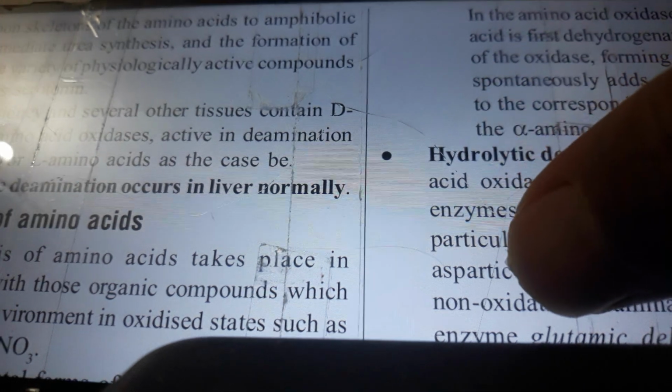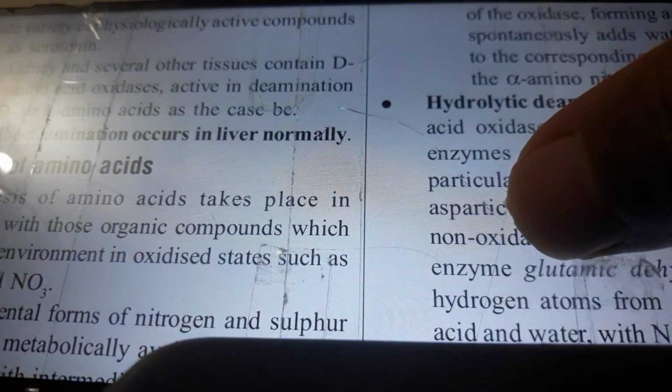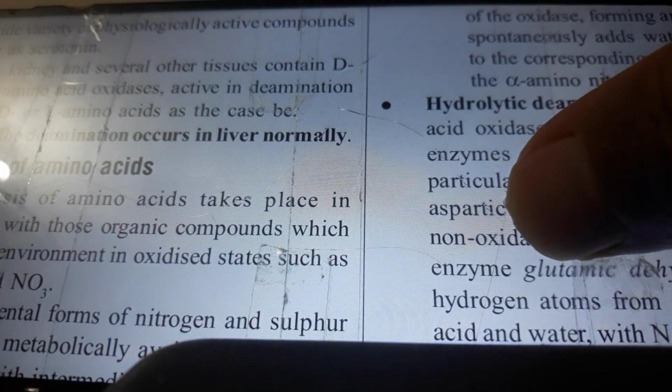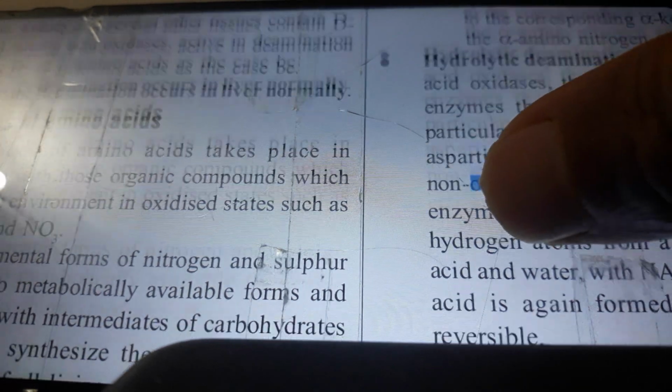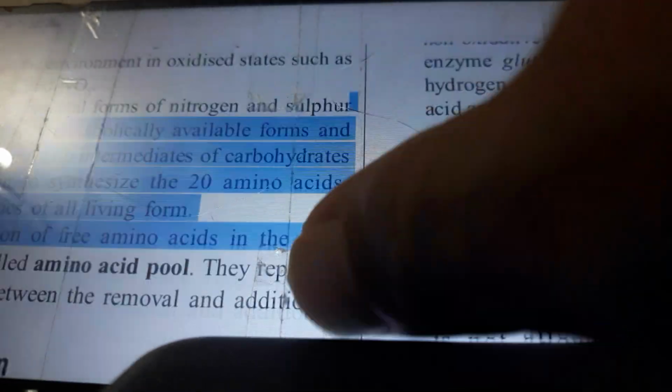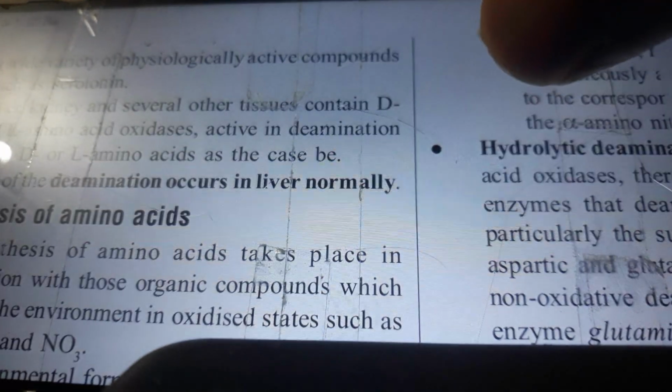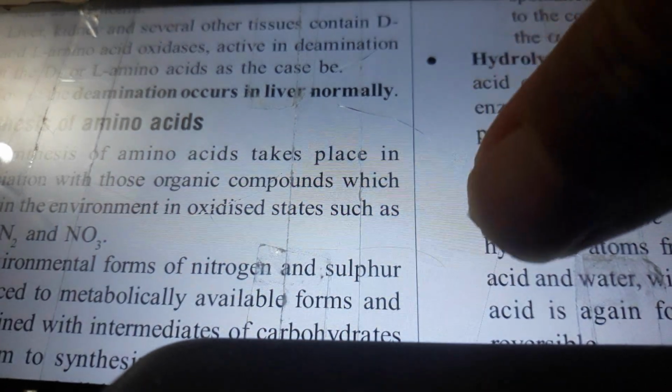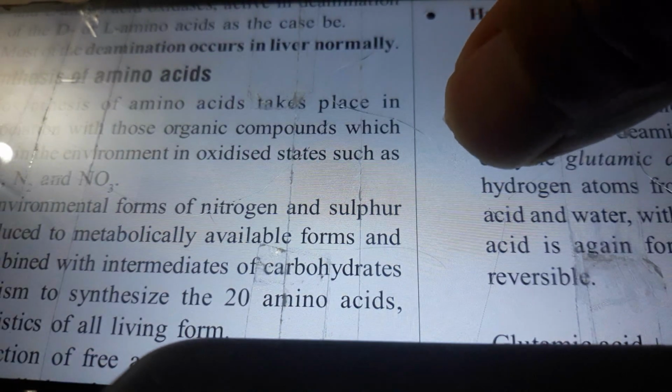such as serotonin. Liver and kidney, and several other tissues contain D and L amino acid oxidases active in deamination of the D and L amino acids, as the case may be. Most of the deamination occurs in the liver normally.